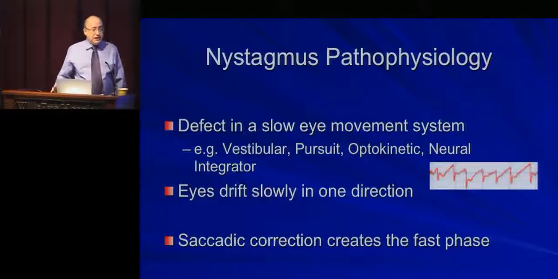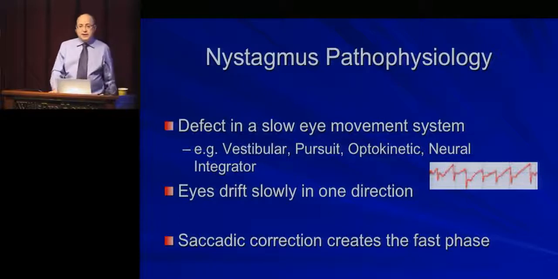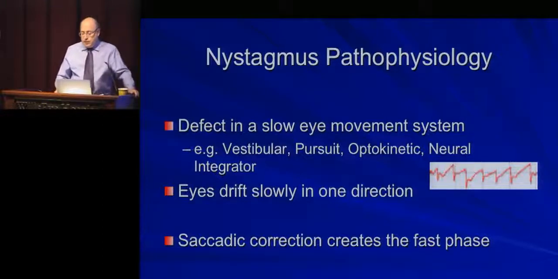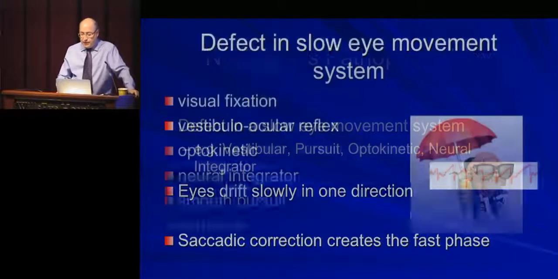So what causes nystagmus? The pathophysiology is that it's a defect in a slow eye movement system. And we have a lot of slow eye movement systems, such as vestibular, pursuit, optokinetic, and the neural integrator, which allows the eyes to drift off from where they should be slowly. And then the brain says, hey, the world must have moved because I didn't move it. And the saccade corrects and goes back to the original point, and that's the nystagmus.